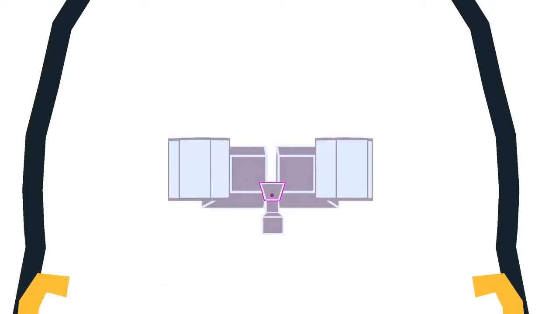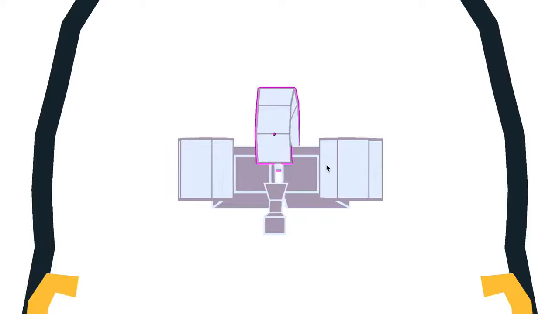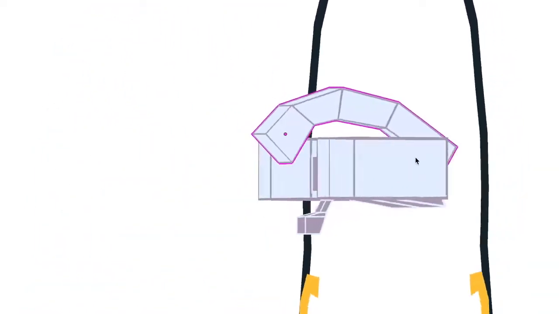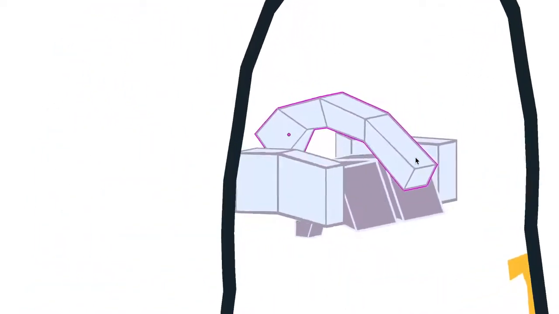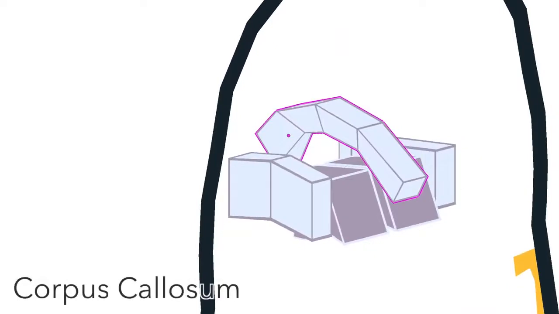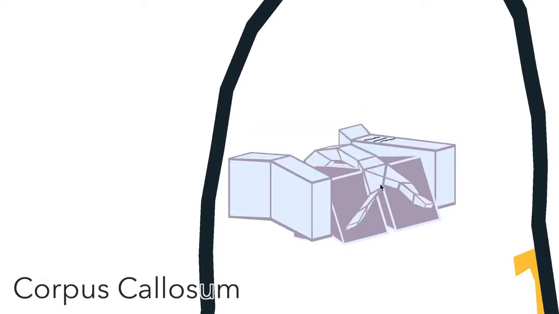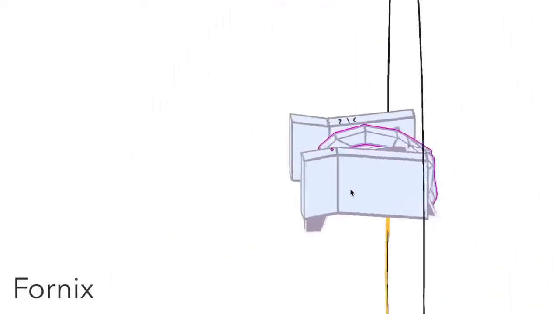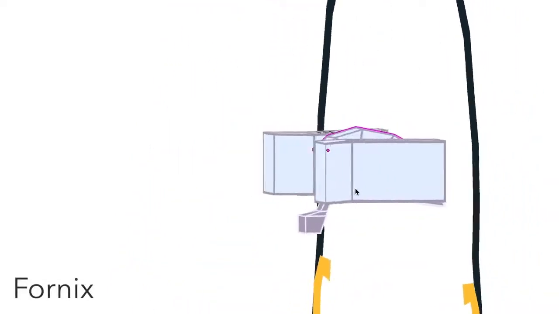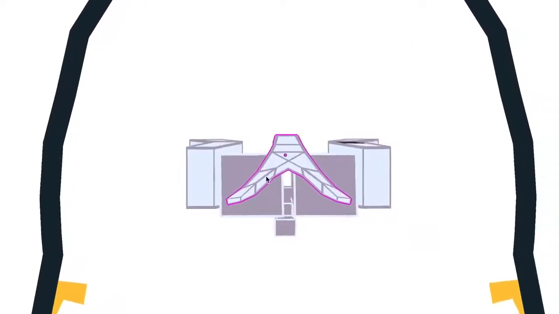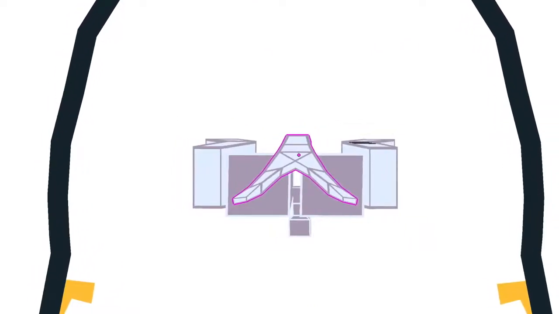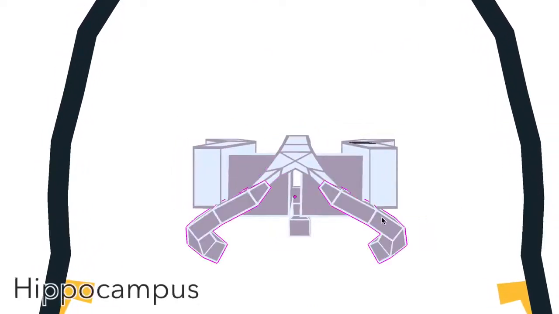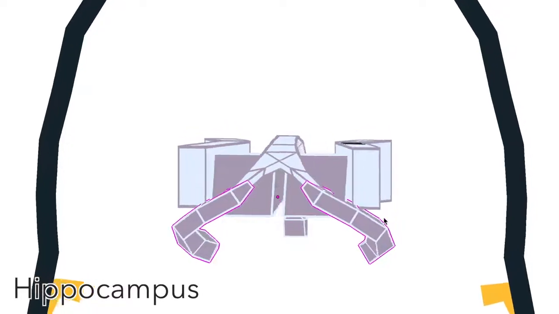Moving above the thalamus now, we see this arch of white matter connecting either side of the brain. This is called the corpus callosum. Beneath it is another arch which wraps more tightly around the thalamus, called the fornix. Fornix is literally Latin for arch. Riding alongside the fornix is the hippocampus, named after a mythological seahorse.